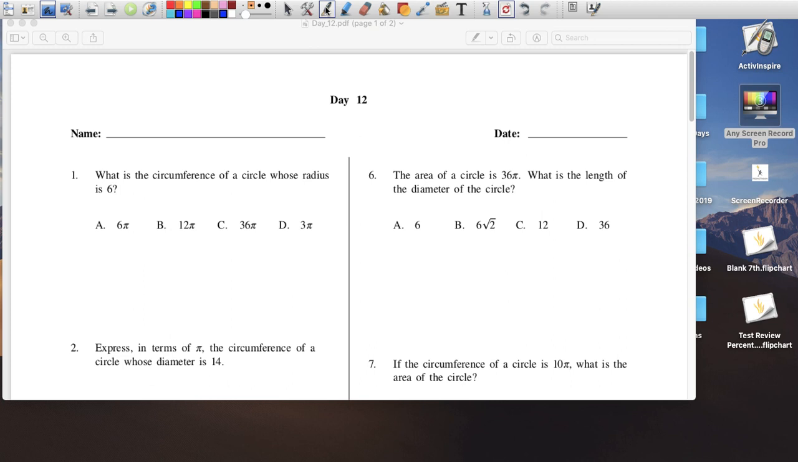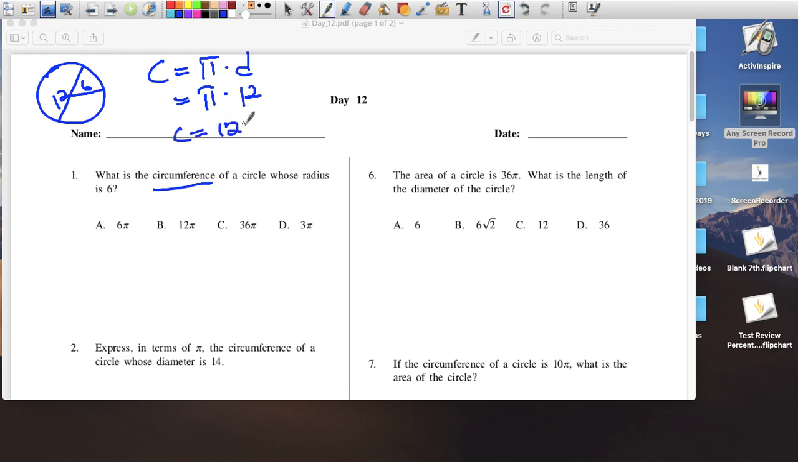What is the circumference of a circle whose radius is 6? Again, I like to use C equals pi d. This is the formula for the circumference, and we're looking for the circumference. So pi times, and the radius is 6, but I'm not going to use the radius. Here's my circle, and the radius is 6. So the diameter, which I'm going to make across, should be 12, right? So I'm going to use 12. You can tell by the multiple choice answers that they're left in terms of pi, so we don't have to multiply 12 times pi. We can just leave it like that.